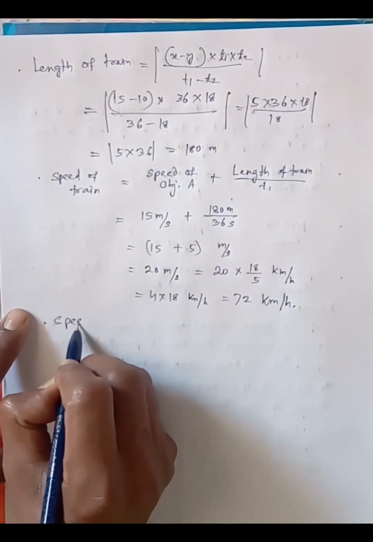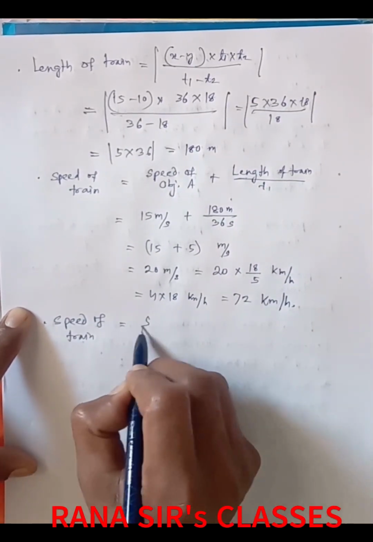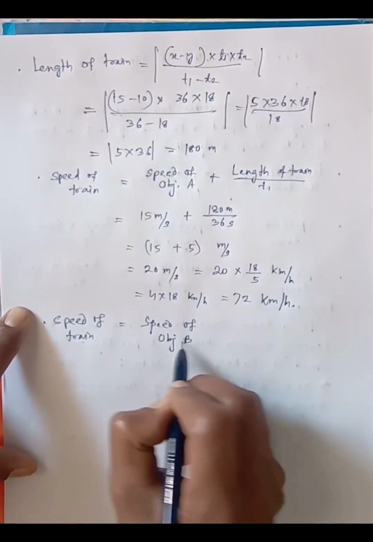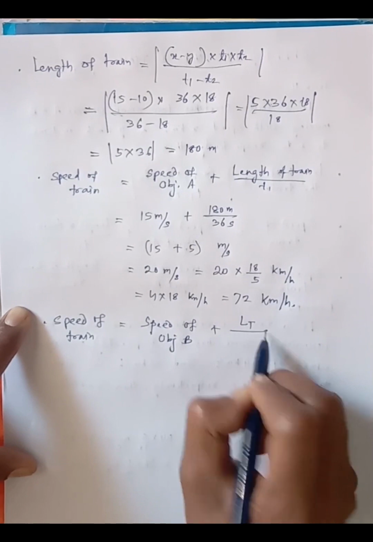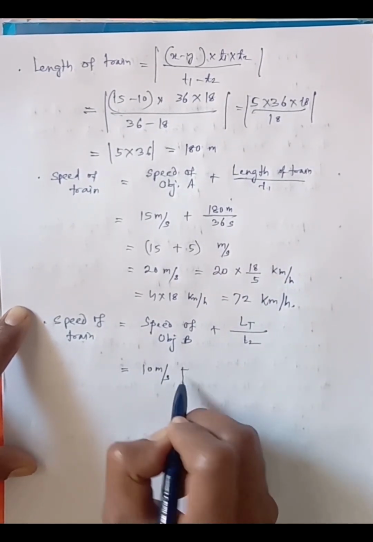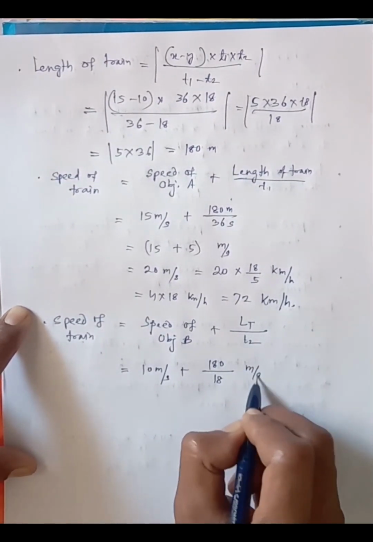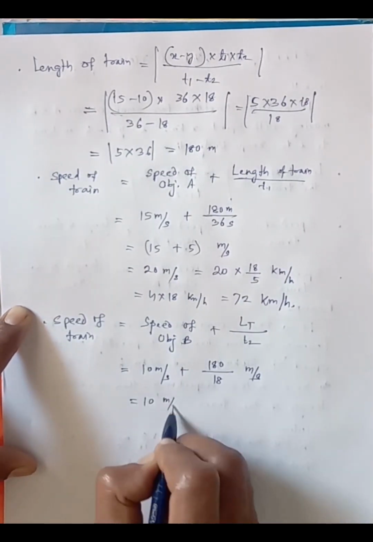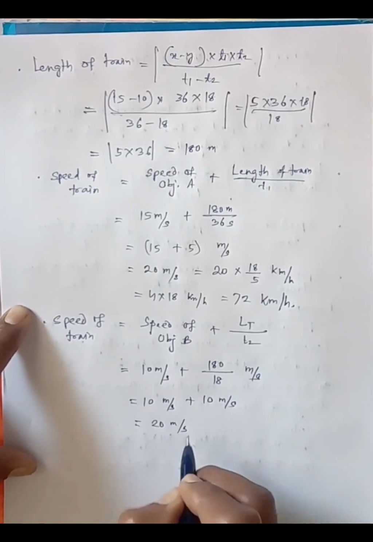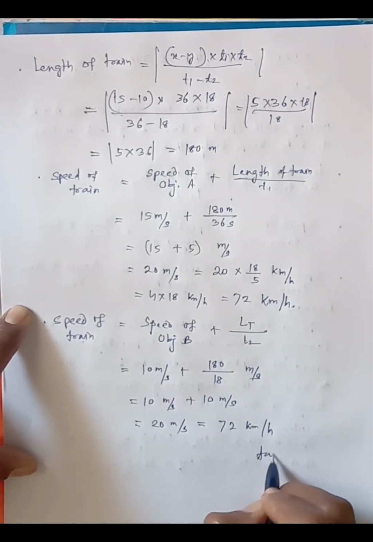Also, speed of a train can be calculated. Speed of object B plus length of a train divided by t2. This is equal to 10 meter per second plus 180 divided by 18 meter per second. This is equal to 10 meter per second plus 10 meter per second. This is equal to 20 meter per second. This is also equal to 72 kilometer per hour. Answer.